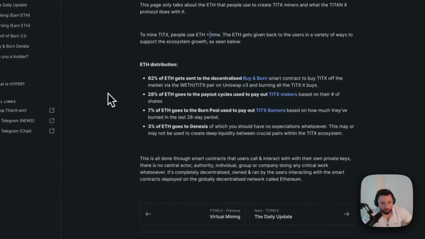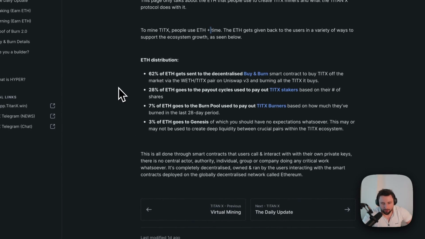Now, then you have 28% of Ethereum goes to the payout cycles to pay out Titan X takers based on their percentage of shares. We'll go over that in a bit. 7% of the Ethereum goes to something called the burn pool, used to pay out Titan X burners based on how much they've burned in the last 28-day period. So this is a rolling 28-day period, so it happens every 28 days. So 7% of the Ethereum.